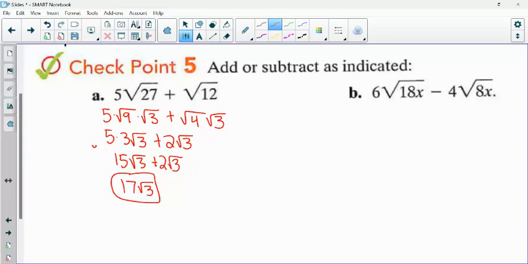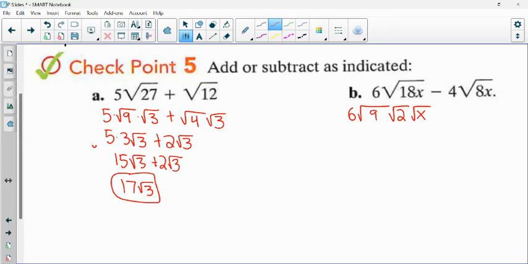And then for b, again, we don't have like radicals right now, so we're going to simplify each radical. So I'm bringing down the 6. What perfect square divides into 18? Matt, what do you think? What perfect square is in 18? 9. All right, so I'm going to write this as the square root of 9 times the square root of 2. 9 times 2 is 18, and there's multiplication here for that x. So I'm going to write square root of x like that. So 3 radicals for that one. That's how I get the 18x.